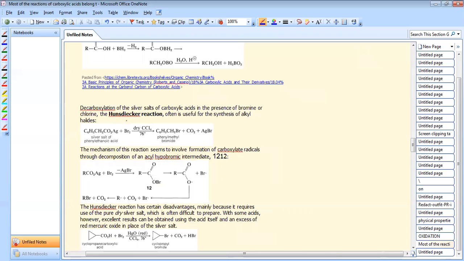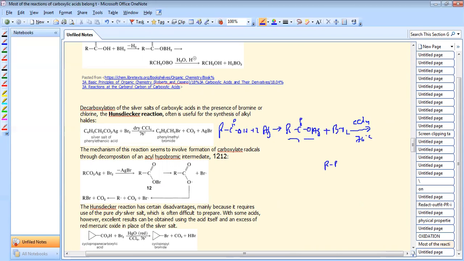How? Let's see. In the Hunsdiecker reaction, we first take a carboxylic acid, and it is treated with a silver salt. Then we get silver carboxylate, a salt, which is our starting material. When this silver carboxylate is treated with bromine, generally we execute this reaction in presence of phosphorus, which acts as a catalyzing agent. Here we use CCl4, a non-polar medium, at 76 degrees centigrade. What do we get?